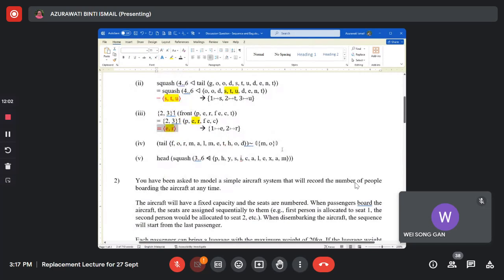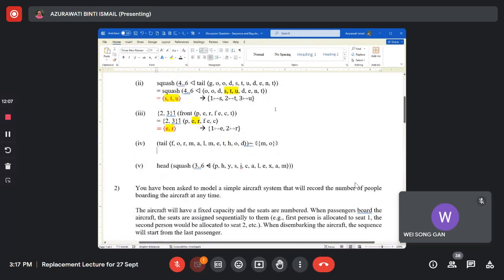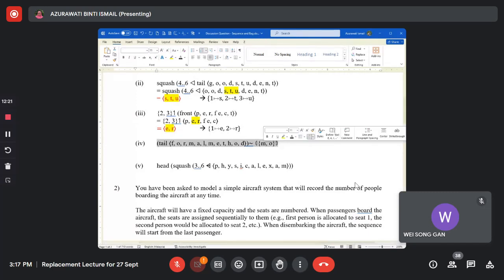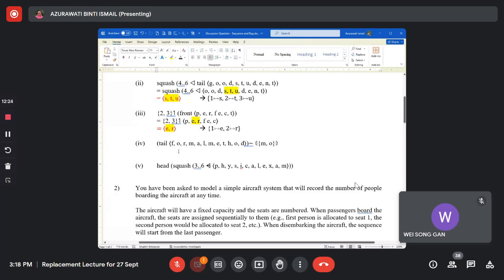Okay, so the next one here is actually using... you see here this question I combine with relational image. Same case, you have to solve this one first, where you have to solve tail first.